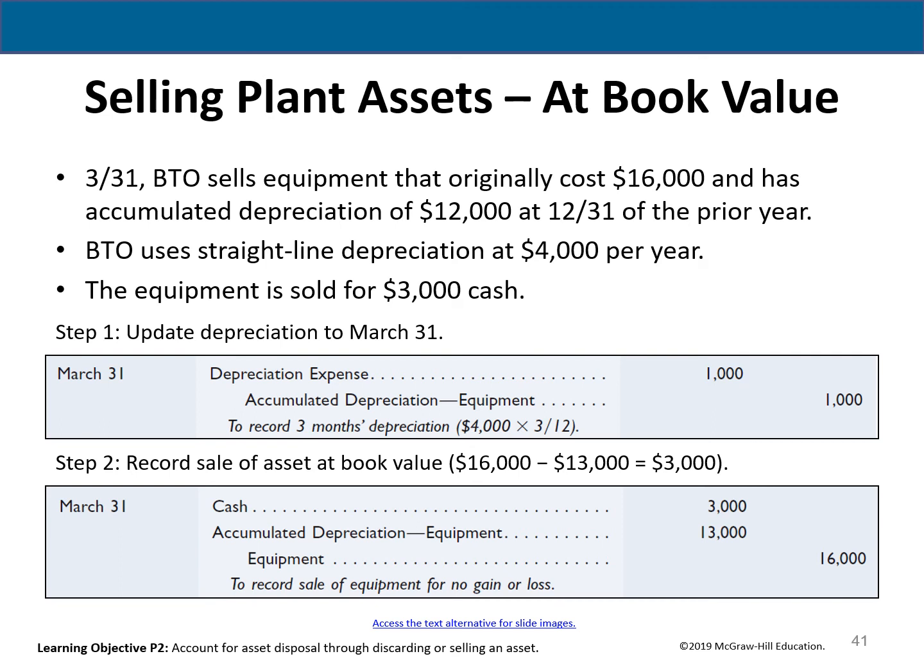When they sell this asset for $3,000, they're going to debit cash for $3,000. But what's the current book value? The cost is $16,000. The accumulated depreciation is $13,000. So they sold it for its book value. So there is no gain or loss. We'll just credit the equipment for the original cost and debit the accumulated depreciation related to the equipment, $13,000.